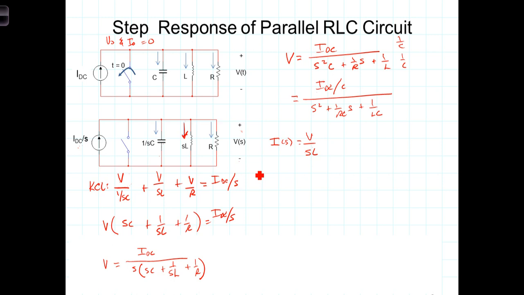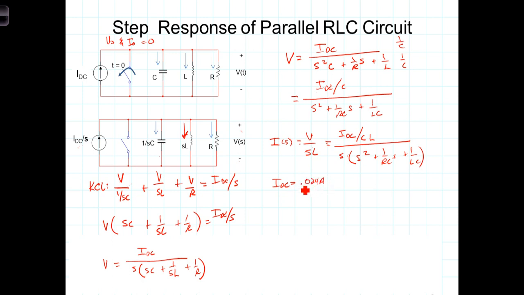When we do that, in the numerator we still have I_DC divided by C, but when we're dividing both sides by L, let's bring the L up into the denominator of the numerator and keep all of our constants together. And then we've got this S term, which will be multiplied by S squared plus 1 over RC S plus 1 over LC.